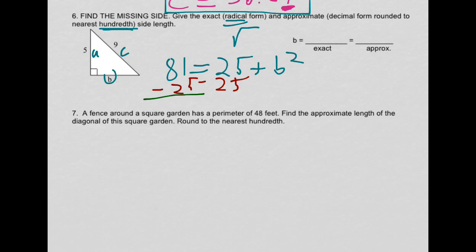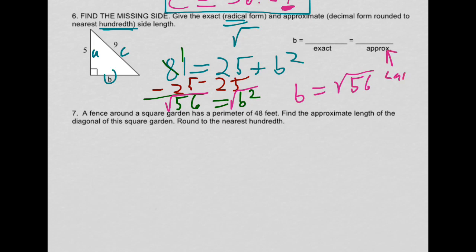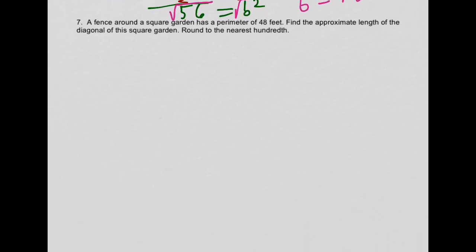Let's see, 81 minus 25 equals 56, which equals b squared. And of course you're going to take the square root of both sides, and you get b equals the square root of 56. Now for your approximate, you just enter it into the calculator. But for your exact, you're going to have to factor. I'm going to leave you to figure out what that is.